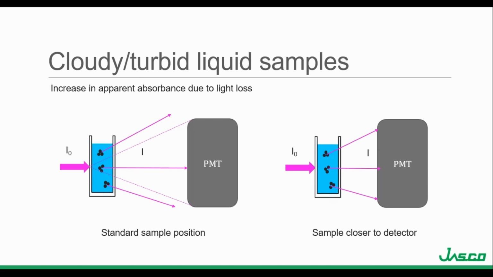Because the detector cannot differentiate between absorbed and scattered light, it assumes that any light that's not detected is going to be absorbed, which results in inaccurate measurements. So for some samples, you can actually move the sample cell closer to the detector to remedy this issue, shown by the figure on the right. The closer the sample is to the detector, the more light that could potentially reach the detector's face or surface.